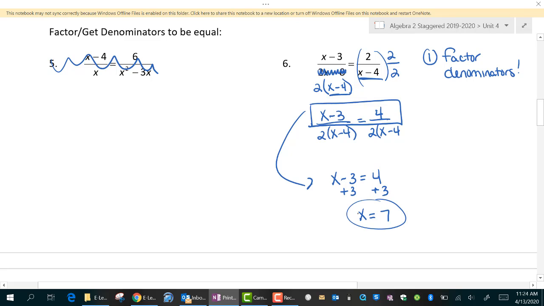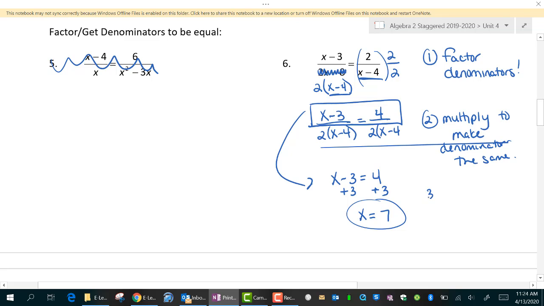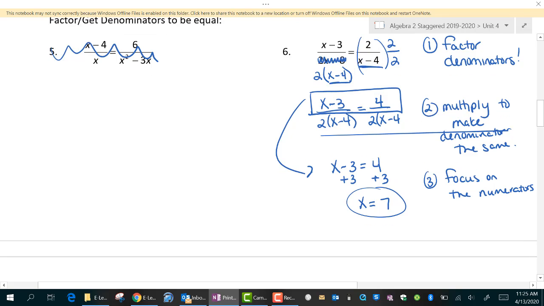So we're going to try a few more examples. But going back through our steps real quick, we factor the denominators. Then we multiply in order to make them the same. And then you focus on the numerators. That's a very quick explanation there.